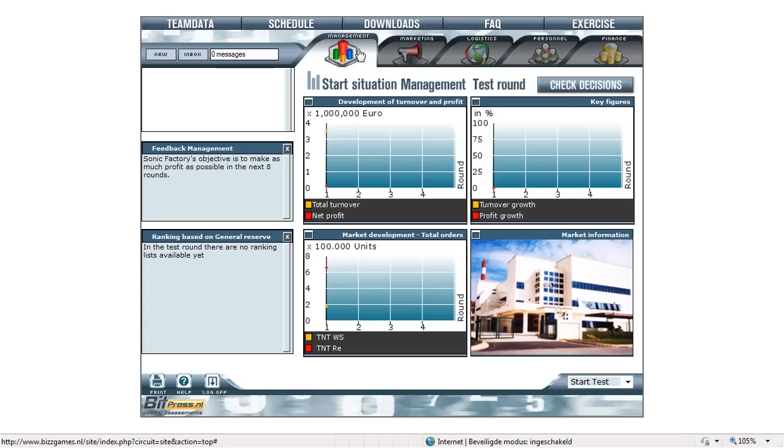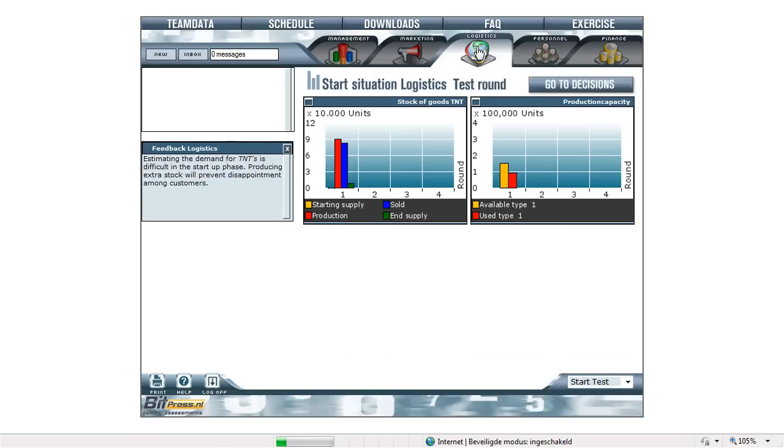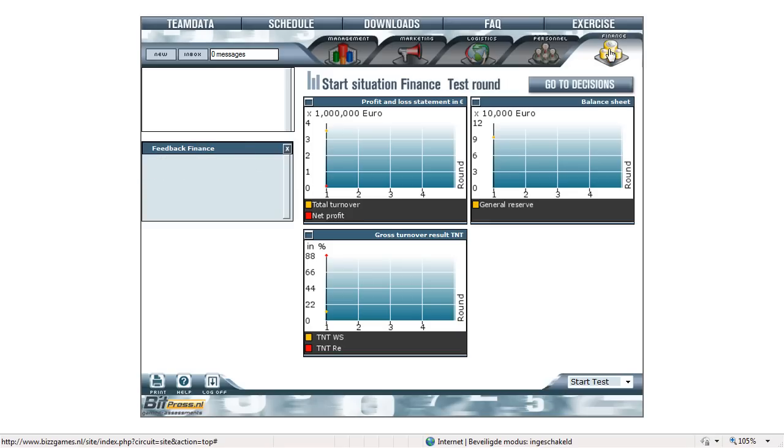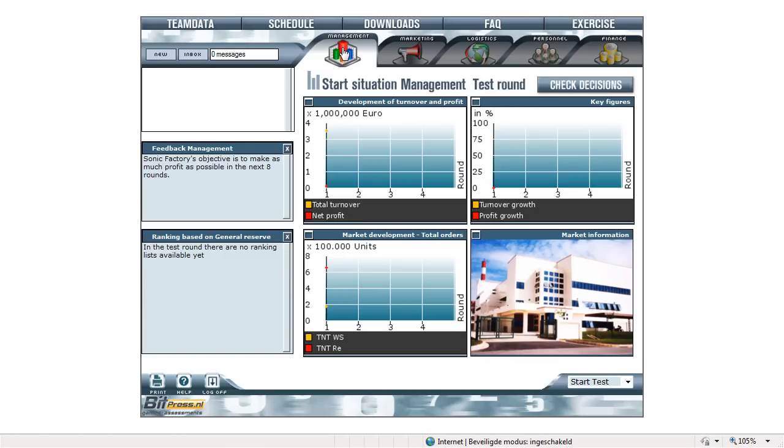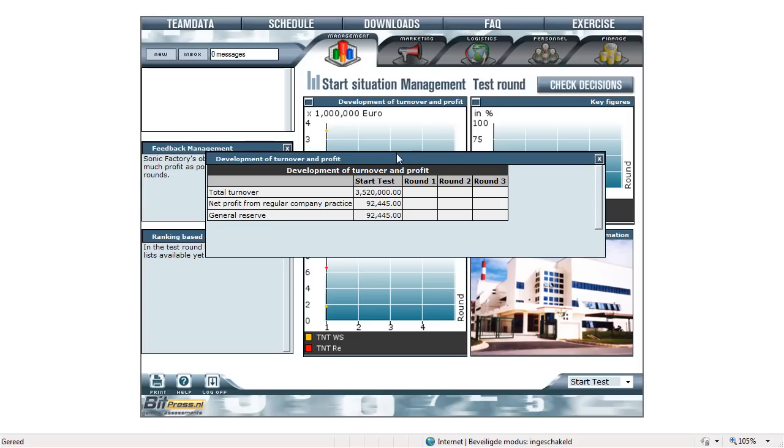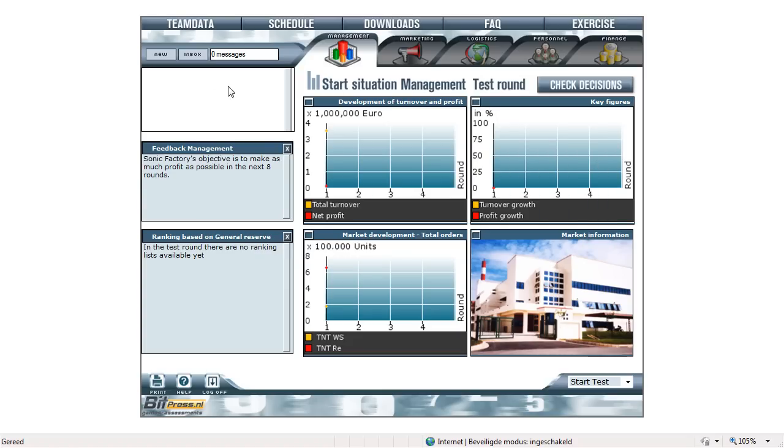We have the Department of Management, Marketing, Logistics, Personnel and Finance. Every department has got graphs, and when you click on a graph, a table appears. When you position your mouse over an economical term, an explanation appears on the screen. On the left we have an inbox where messages can appear. Below we have the feedback for every department, and after the processing of a round, the ranking will appear, the ranking based on the general reserve.